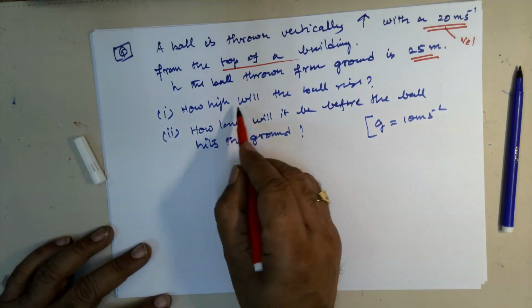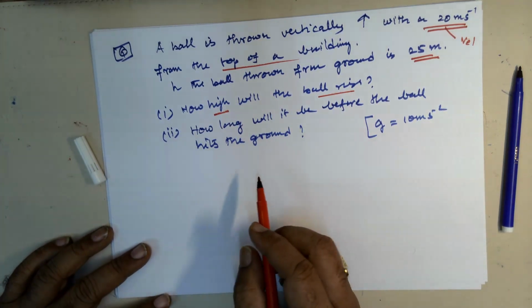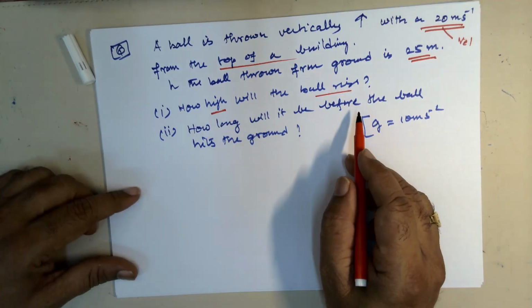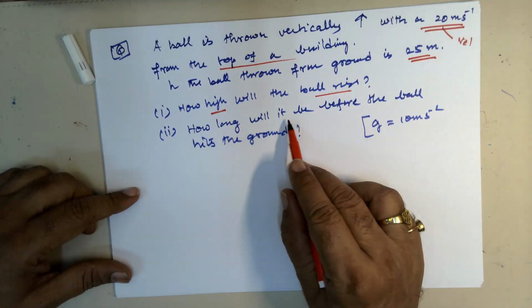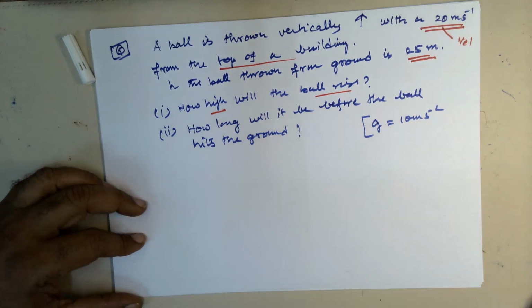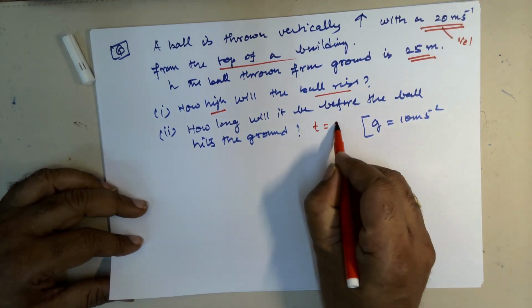Now, how far, that is, how high will the ball rise? That is the first question. Second question, how long will it be before the ball hits the ground? So it is something concerned with the time, because how long means time, right? So time is asked.